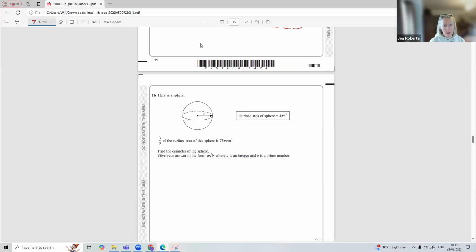3/8 of the surface area of this sphere is 75 pi. Well, I've already got my 4 pi r squared formula for the surface area of the sphere. So 3/8 of 4 pi r squared equals 75 pi. I'm going to replace my "of" with a times.